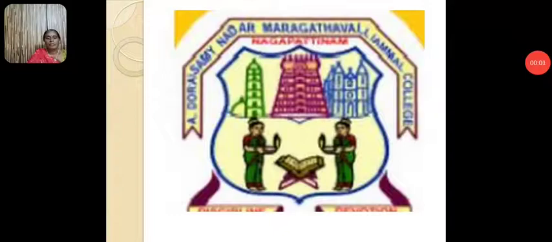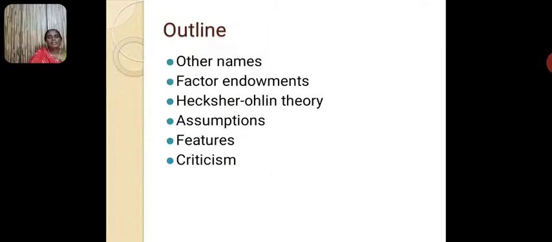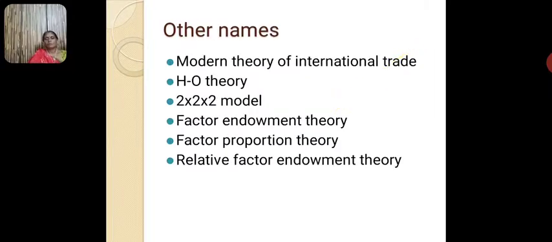Good morning, students. Today we are going to discuss the modern theory of international trade. Under this modern theory of international trade, we will see the HO theory, that is Hechsher-Ohlin theory. In this video, we will discuss the main outlines, other names, factor endowments, Hechsher-Ohlin theory, assumptions, features and criticisms.